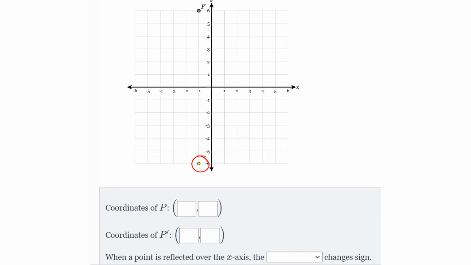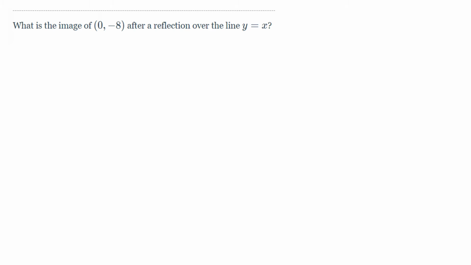So right there. And then they want the coordinates of the original image. So remember, it's always x, y, so -1, 6. And then your coordinate of the image, which is always that prime, is -1, -6. That's where you ended up. And when a point is reflected over the x-axis, they're trying for you to realize a pattern here. It's the y value that changes sign. And that was me noticing that the 6 and -6 change signs.